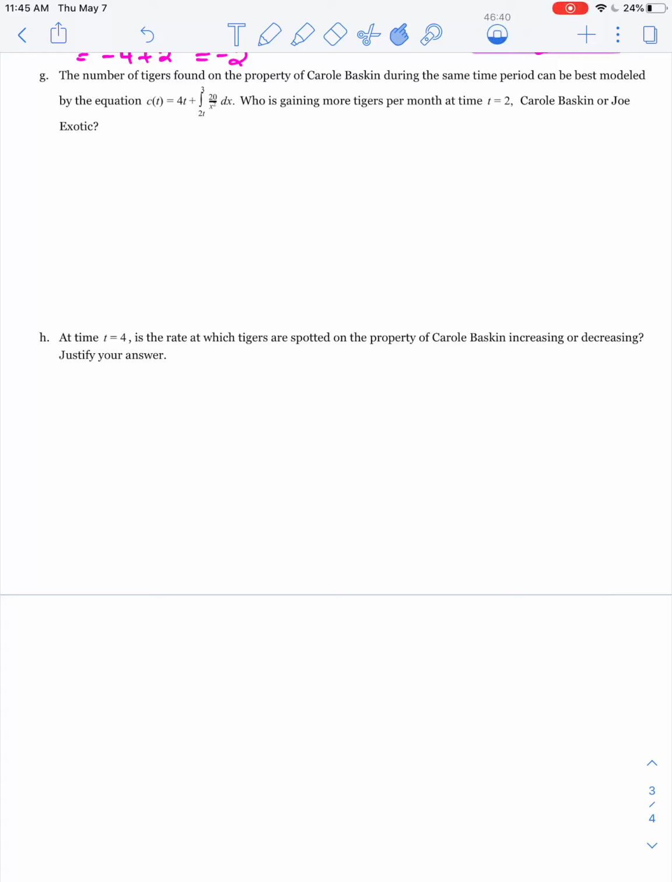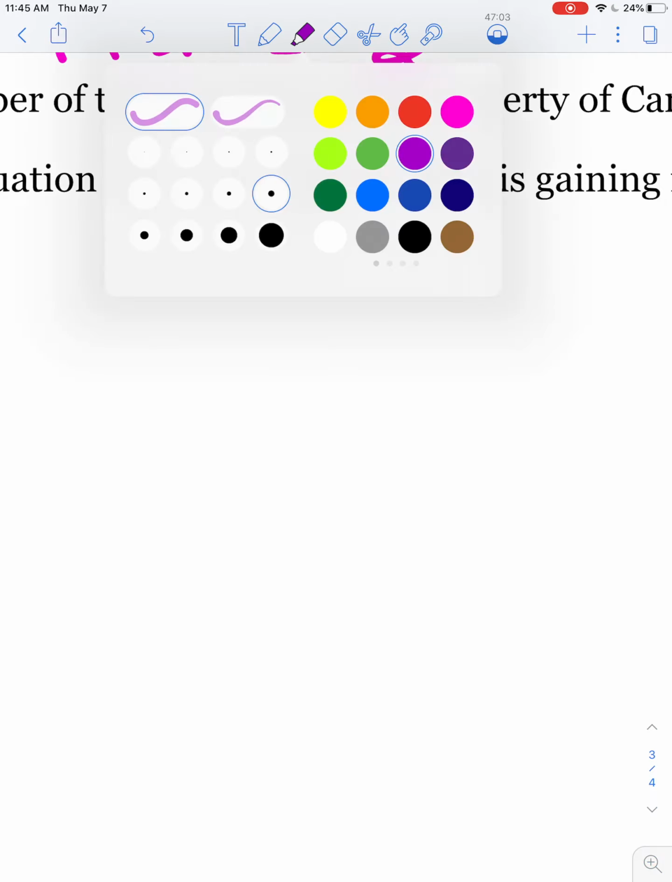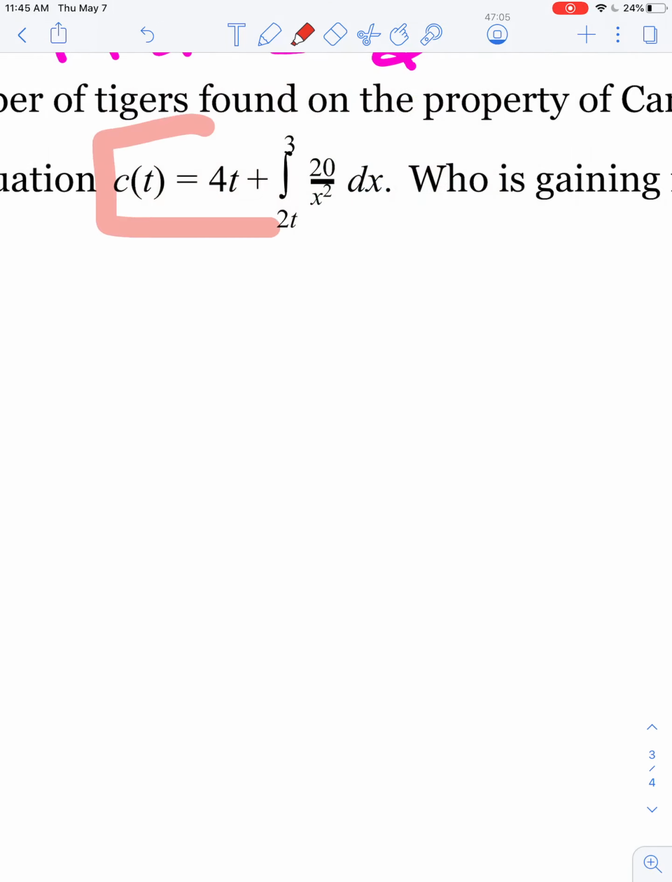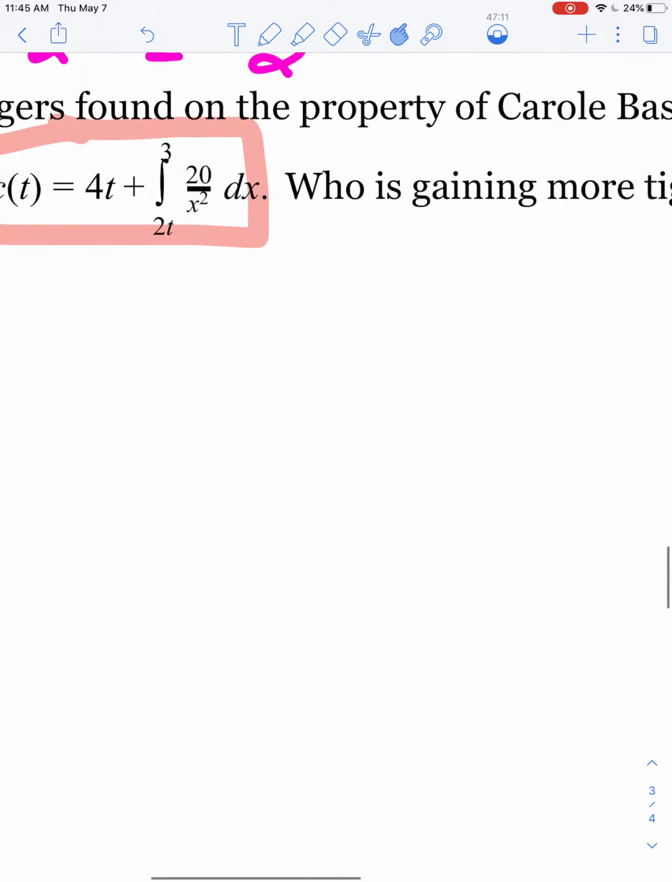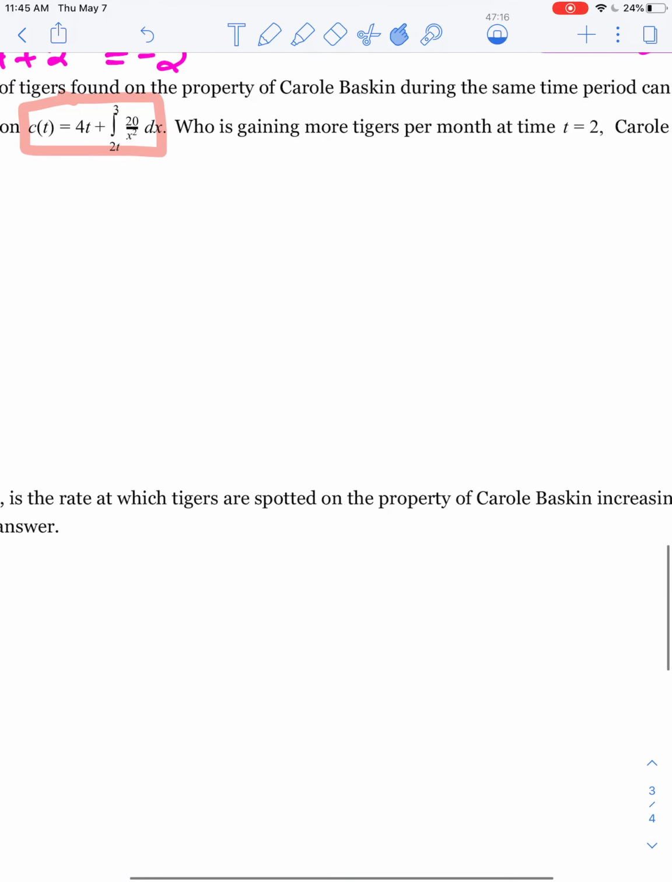So part G gives us an equation C of t that has an integral in it that models the number of tigers that can be found on Carol Baskin's property. Okay, so if I wanted to figure out how many tigers were on her property in February, I would look at C of 2, right? This right here is modeling the total amount of tigers on her property at a given value of time. What we're asked to do is figure out who is gaining more tigers per month at time t equals 2.